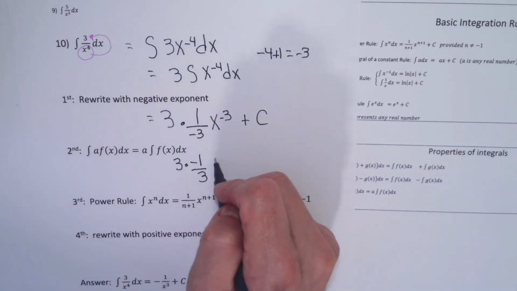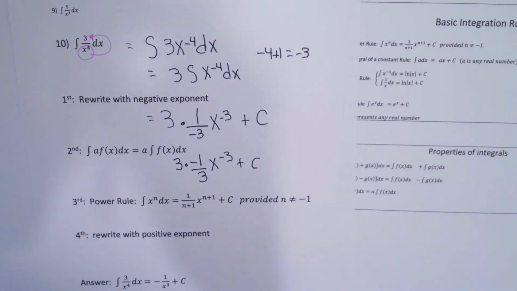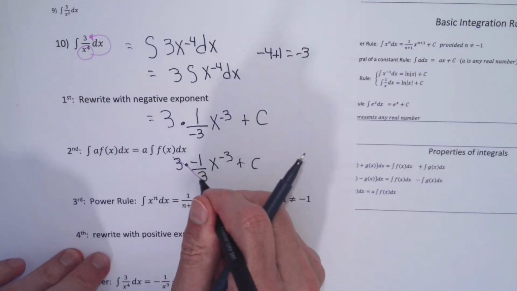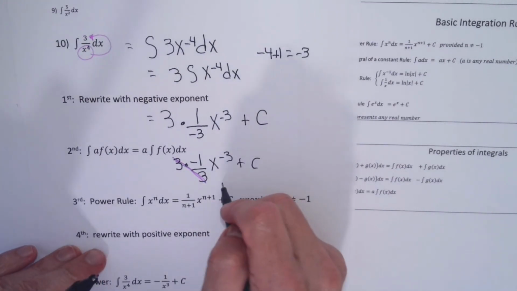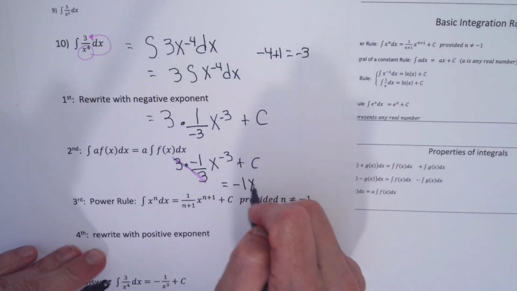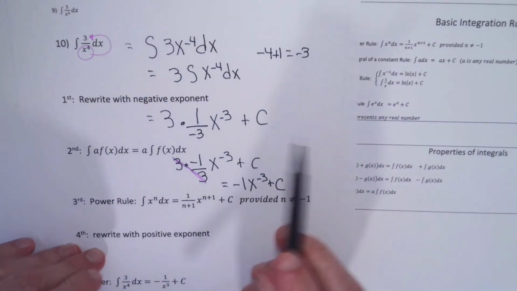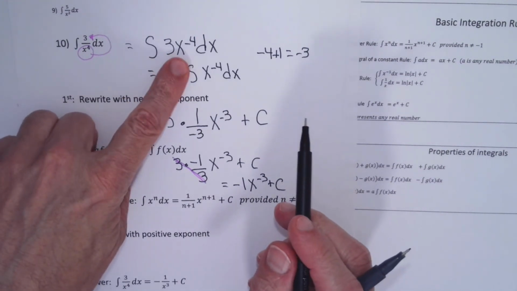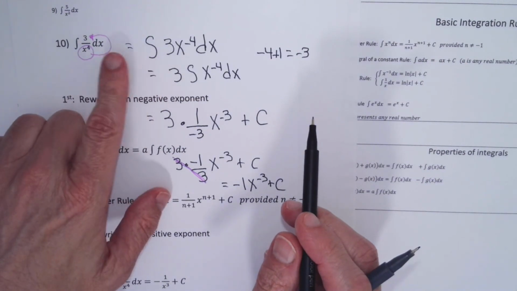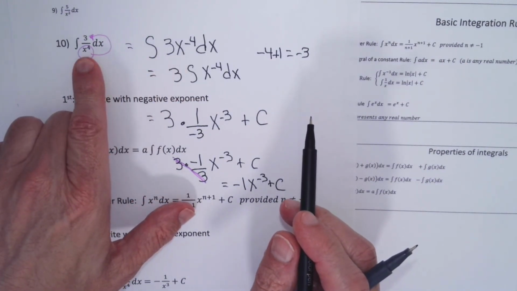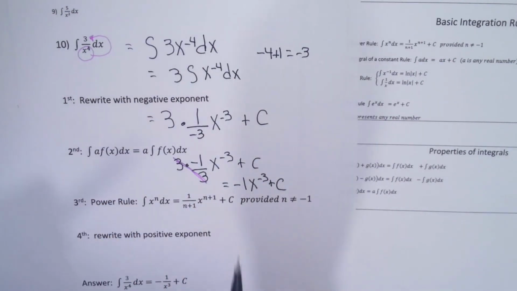Now let me do this simplification. This is where it gets a little bit sketchy. 3 times negative 1/3, the 3's cancel and they become 1s. So this really becomes negative 1x to the negative 3 plus c. And I'm going to do exactly the reverse. I'm going to go from something with a negative exponent and turn it into a fraction. Instead of taking the positive exponent away from the denominator, I'm going to move the negative exponent down to the denominator.